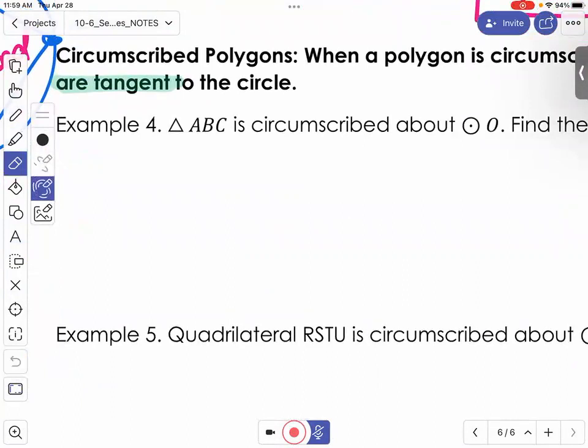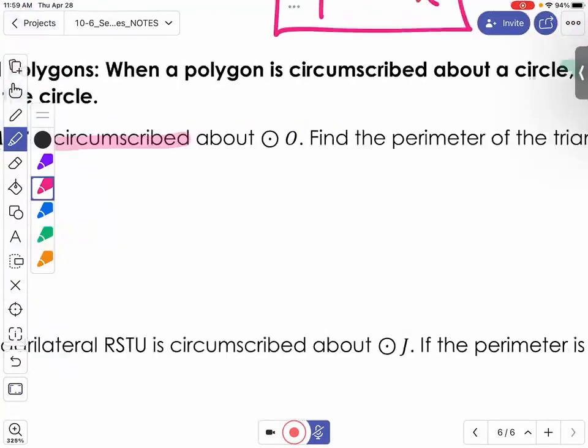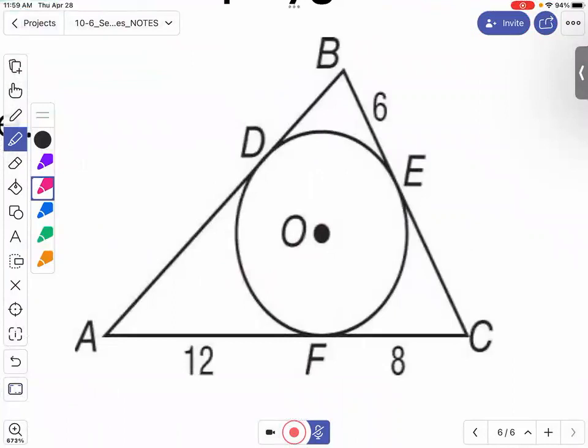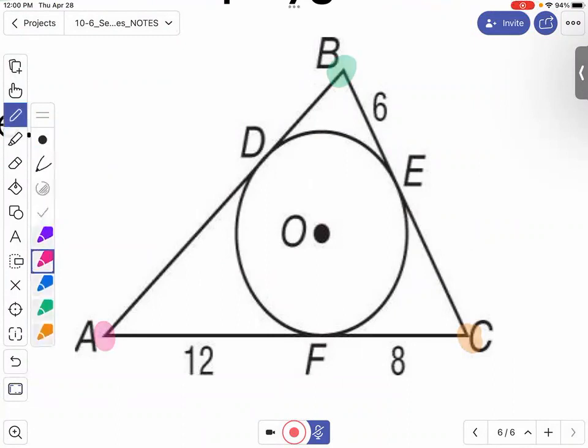example 4 says triangle ABC is circumscribed. So that is my important word there about the circle. Find the perimeter of this triangle. So I have 3 external points here. And each of the tangent segments that are connecting and intersecting at those common points will have to be congruent. So I've got point D as a point of tangency. So is point F, and so is point E. Those are my points of tangency.